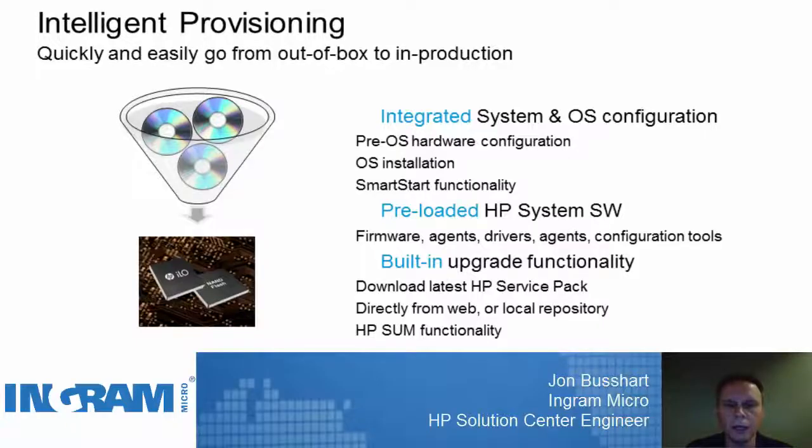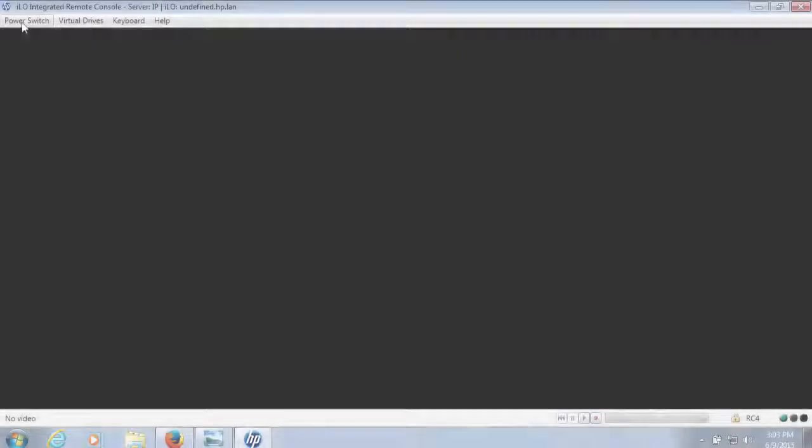Intelligent Provisioning allows us to do other things as well, like configure an array, download updates, and get diagnostic information on the system. So with that being said, let's proceed and actually look at this interface. I'm going to show you how this works through ILO. Let me power on this system.